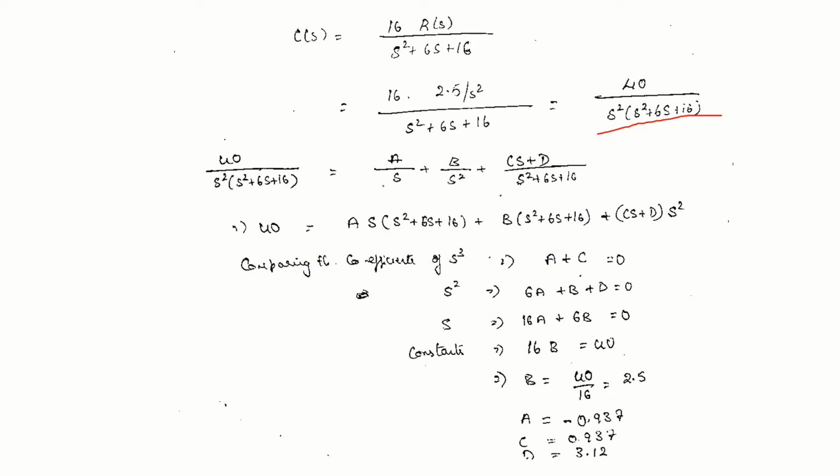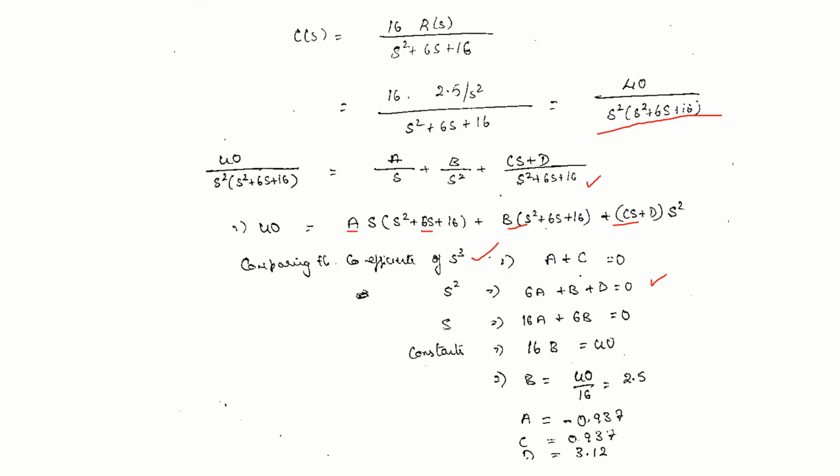Let us split this into partial fractions: A by s plus b by s square plus cs plus d divided by s square plus 6s plus 16, because it's a quadratic equation. Then let us take LCM. Then let us compare coefficients. Coefficients of s cube: a and c equal to 0. Similarly, coefficient of s square, here and d. We'll get this equation.